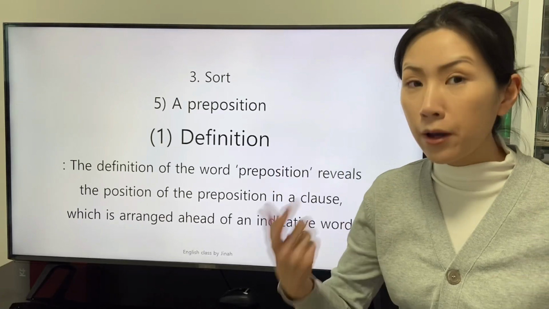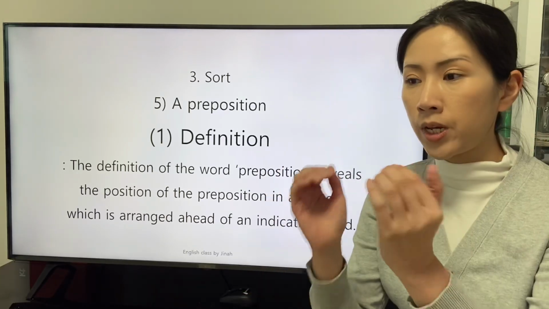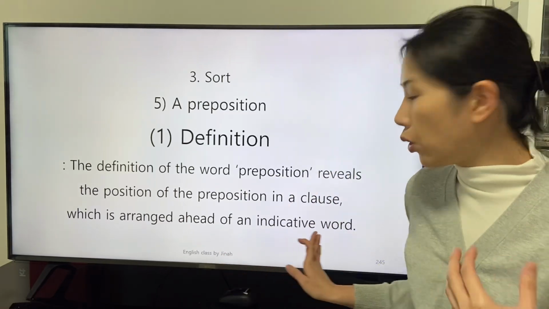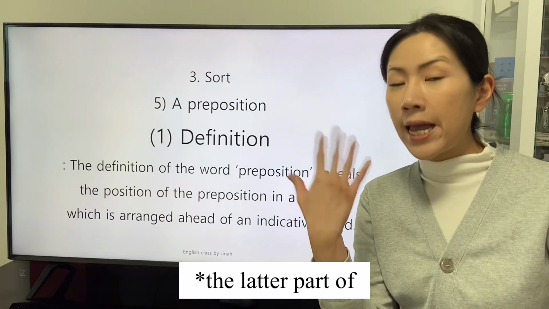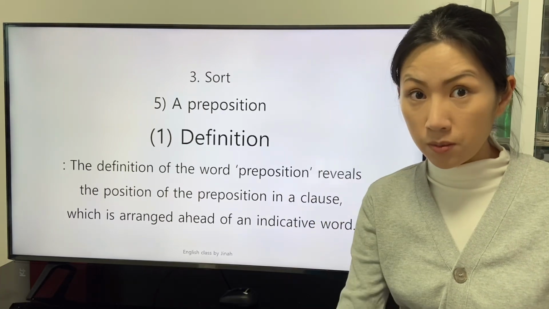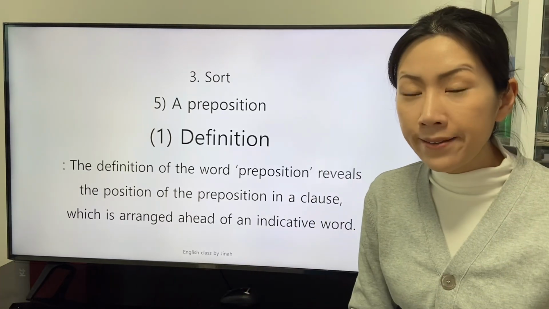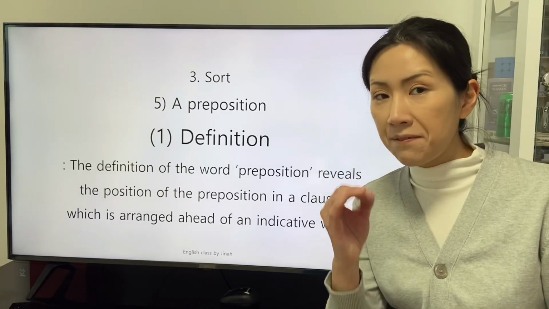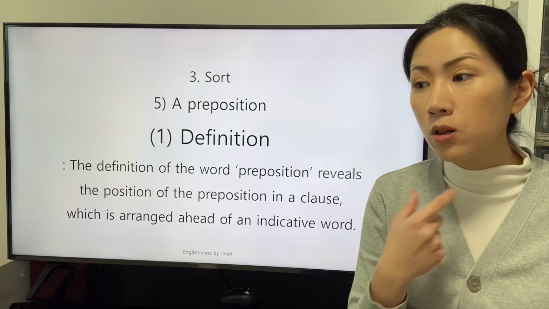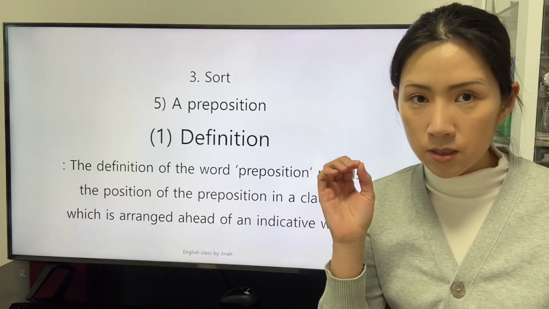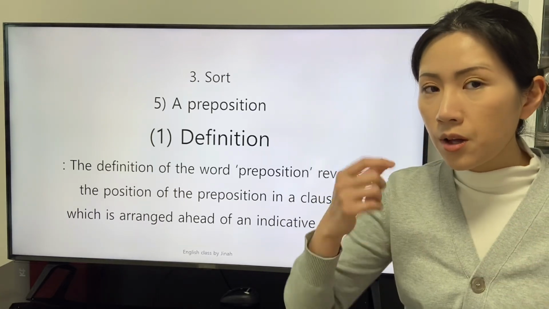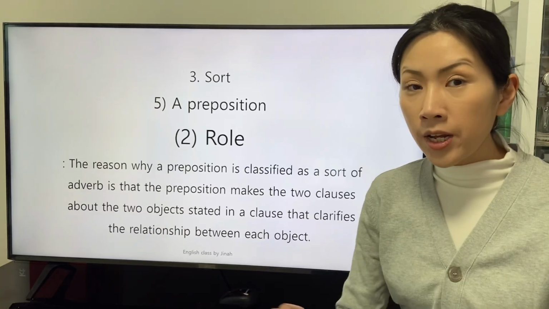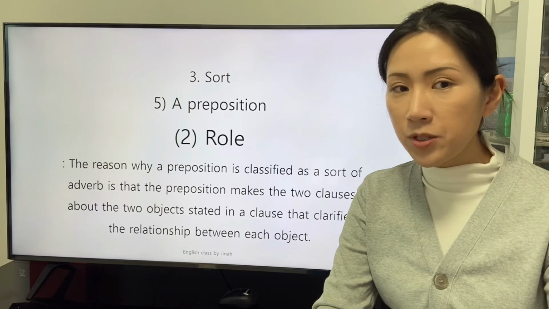We will figure out the relationship between the preposition and the indicative word that comes after the preposition. The indicative word is the object. To get the definition of the preposition, we will also find the subject to start the definition of the preposition as well. Let's study the role of the preposition.